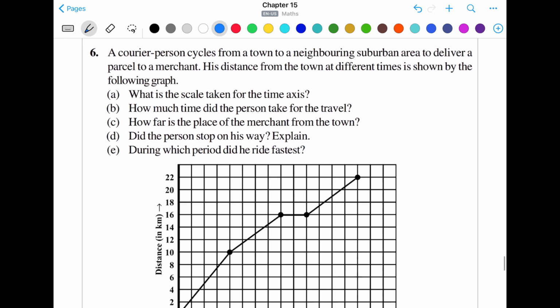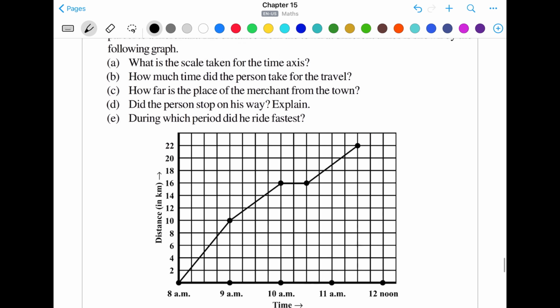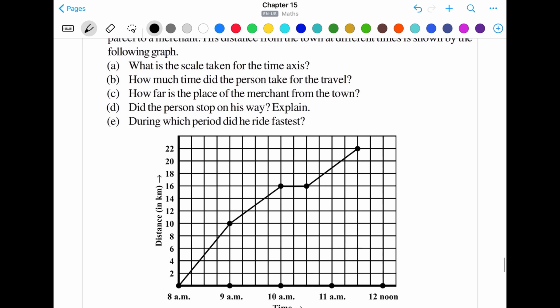Now moving to the next one, question number 6. A courier person cycles from a town to a neighboring suburban area to deliver a parcel to a merchant. His distance from the town at different times is shown by the following graph. Okay, so we are given this graph. Based on this you have to answer certain questions.